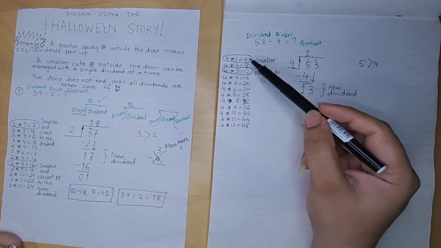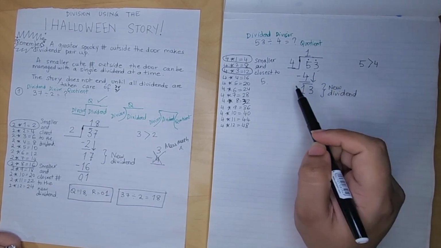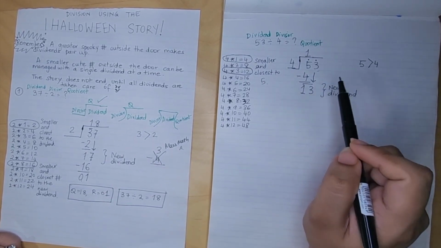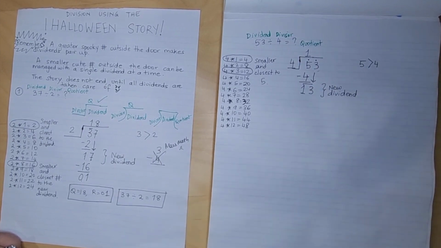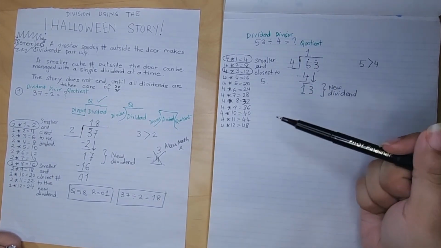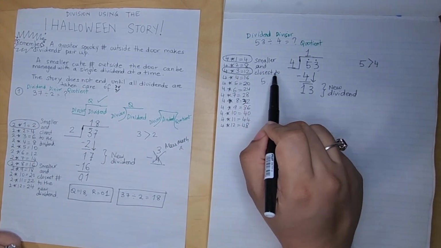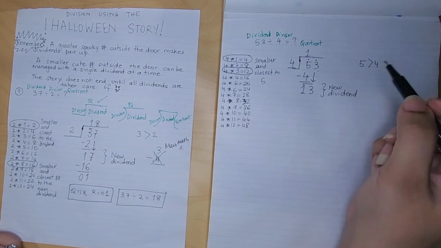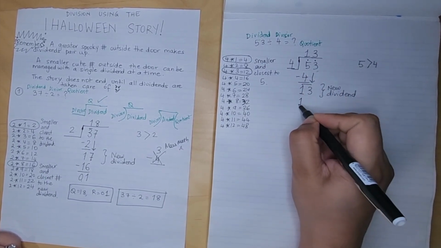You might argue that 4 and 8 are also smaller. That's absolutely correct, but they are not the closest to 13, because if we divide using 8 as our dividend, it's not going to work, and the division is not going to be fair. So we have to go for the smaller and closest. 4 times 3 is 12. 4 times 3, so 3 goes in the quotient, is 12.